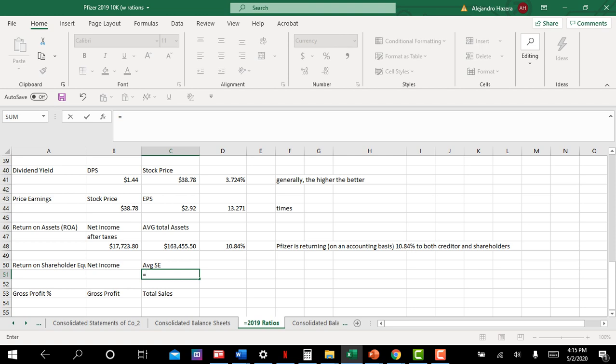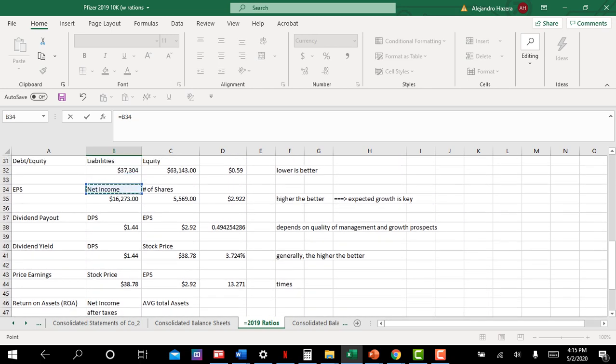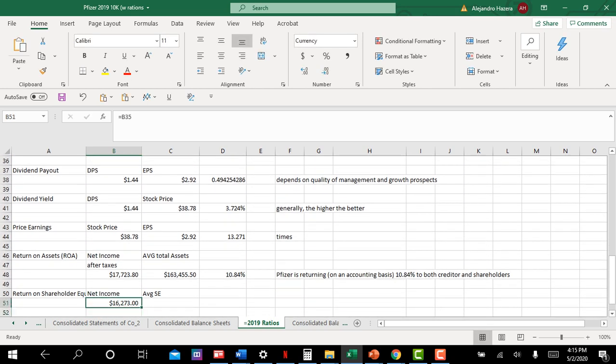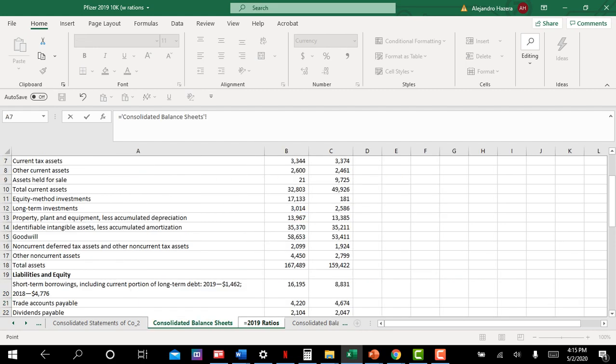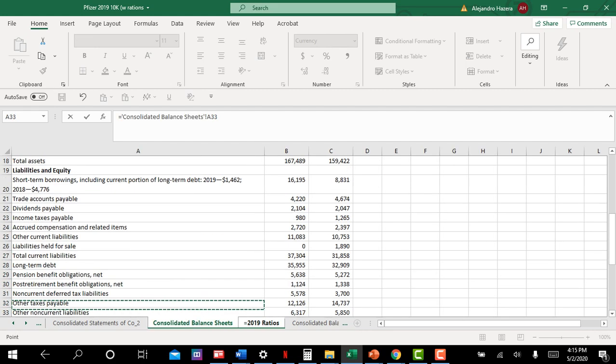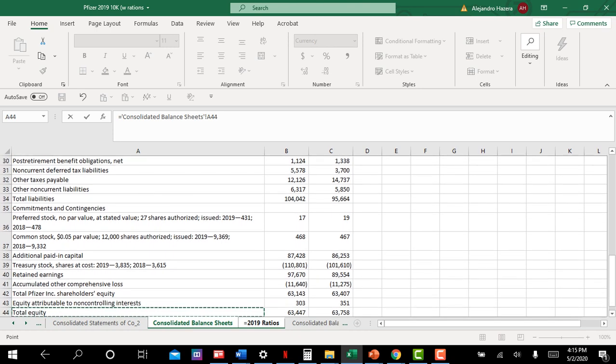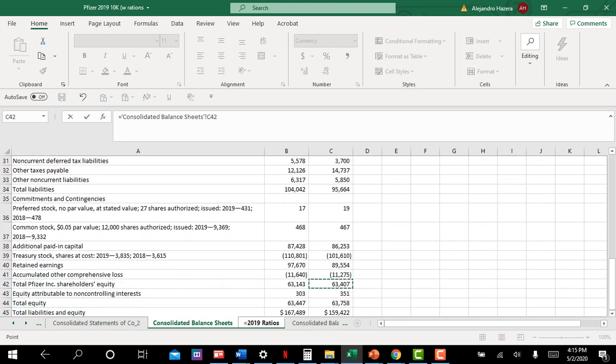So let's start with the numerator. Net income will be 16,273. Once you've used the number, just bring it on down. And your average shareholders' equity, like I said, any average is the beginning plus the ending all over 2. We'll go to the balance sheet. Shareholders' equity is always on the balance sheet. We're going to take the beginning shareholders' equity, put that in parentheses, and then add to that the ending shareholders' equity.